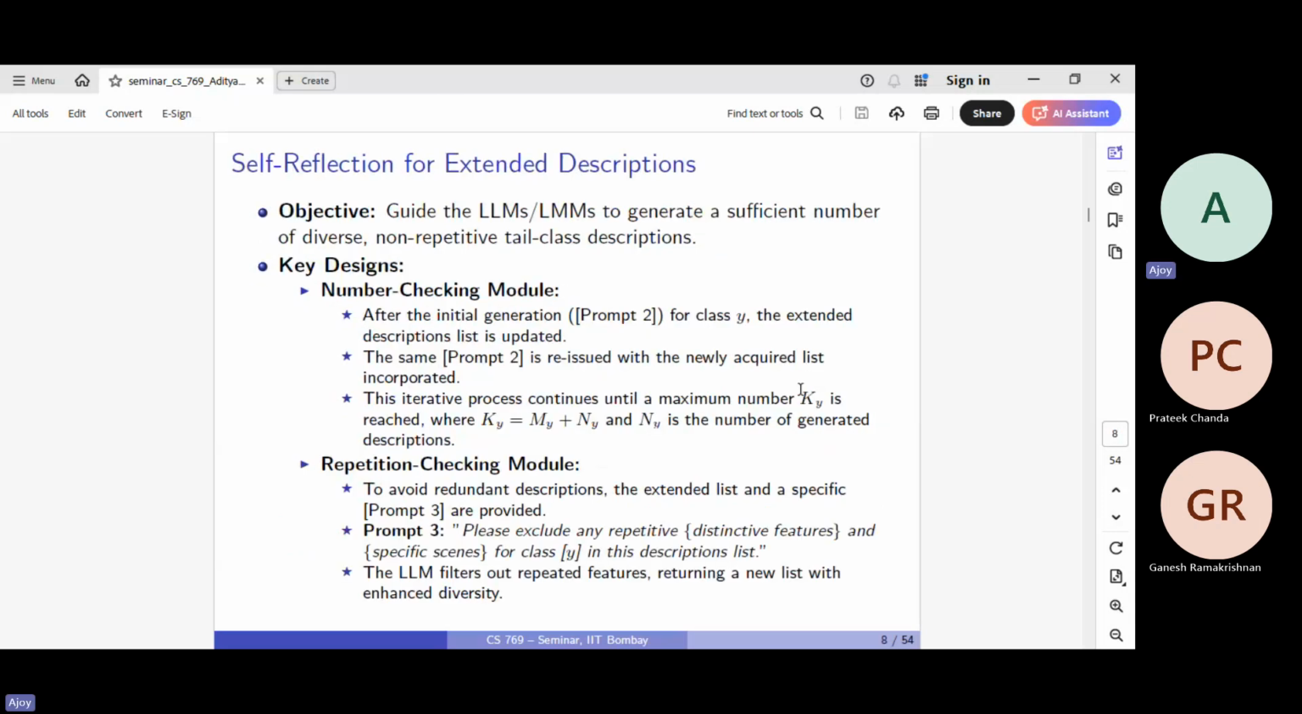Then there is a self-reflection part they have suggested, in which there is a number checking module, in which the initially generated textual description is fed again with the updated list, so that we can get more descriptions.